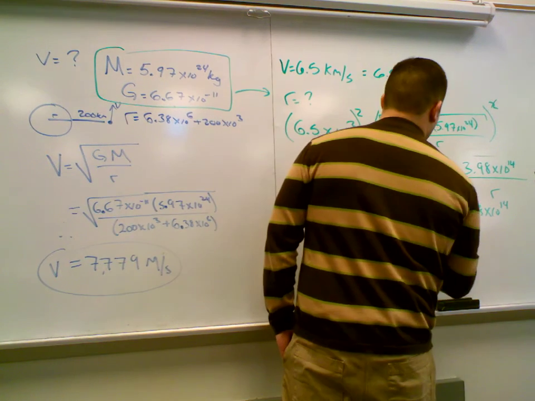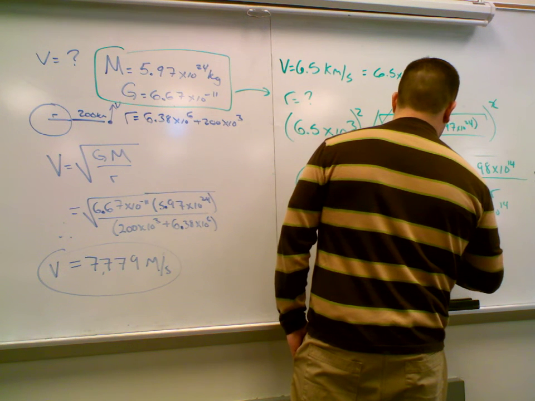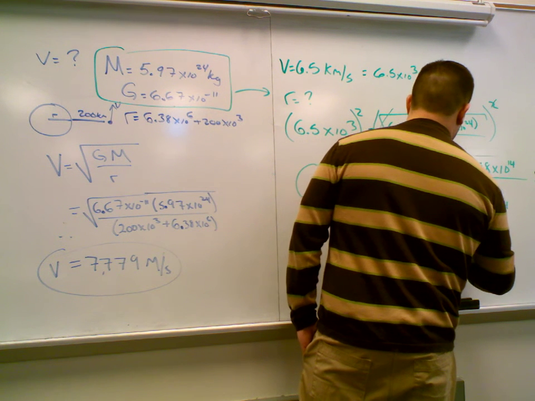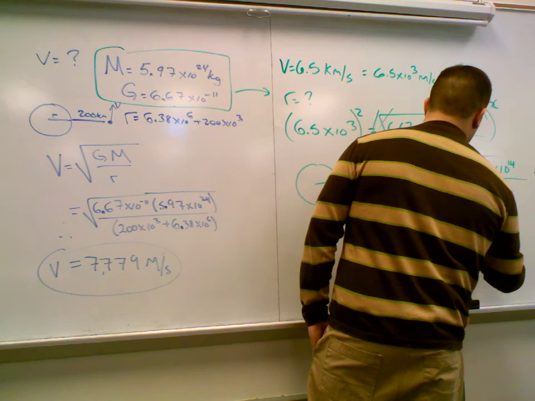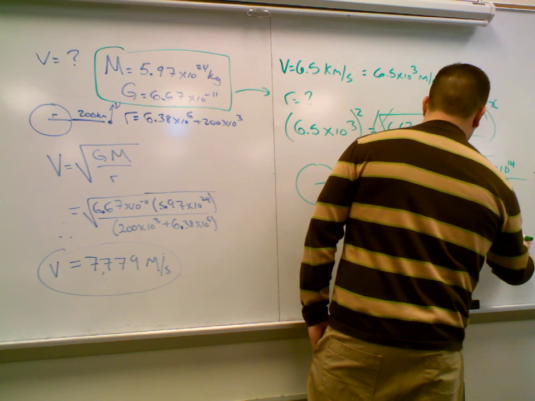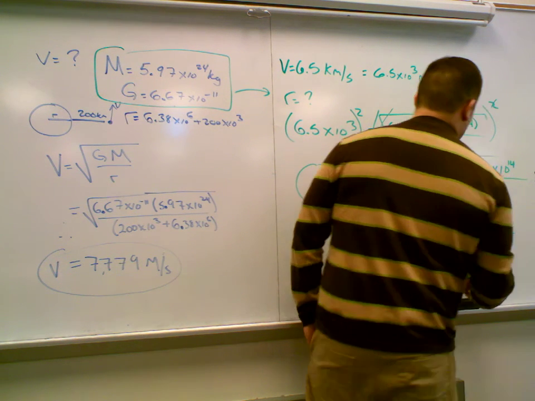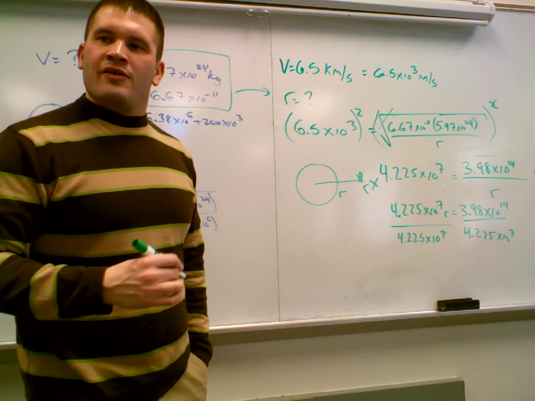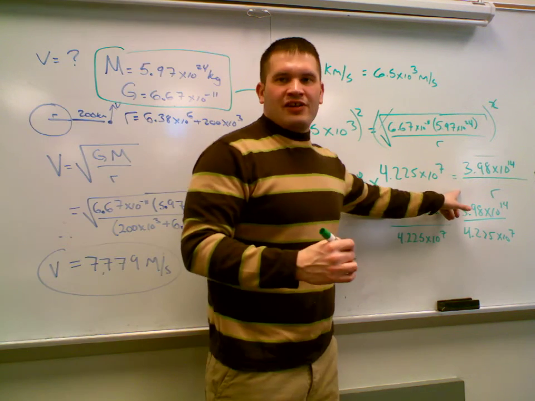4.225 times 10 to the 7th. Could you just multiply the other one by... By what? Can you just multiply the top or no? No. Why not? Because that's not algebra. How's that not algebra? Because there's an equal sign in here.